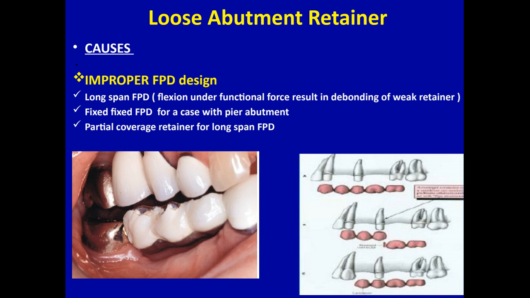Partial coverage retainers have little retention and resistance compared to complete coverage. If the bridge is long span, it will result in debonding and loose partial coverage retainers. In case of long span, we need to fabricate full coverage retainers to achieve the maximum retention and resistance of the FPD during function.